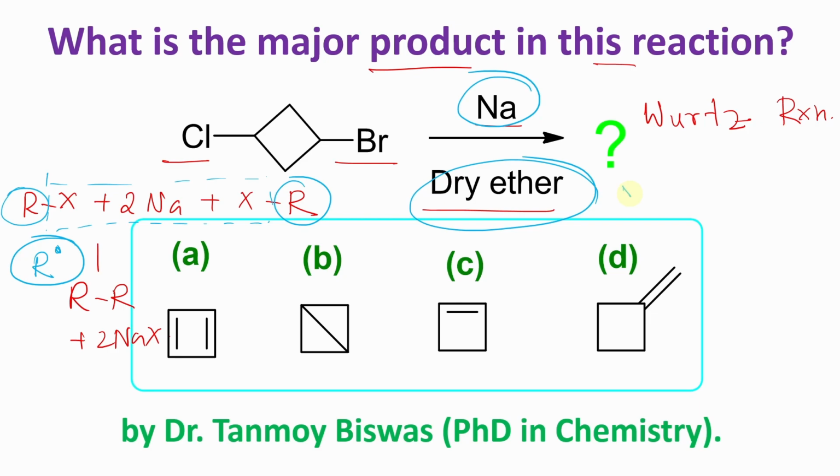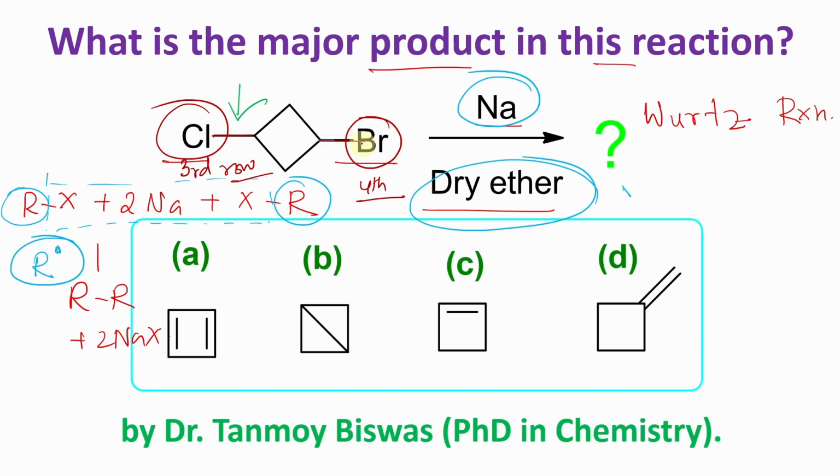Now if I ask you a simple question, between the C-Br versus C-Cl bond, which one is stronger? Obviously the C-Cl bond is stronger than the C-Br bond. What is the reason? Bromine belongs to the fourth row, carbon is a second row element, and chlorine is third row. So the orbital overlap responsible for this covalent bond formation is better in the case of carbon-chlorine compared to carbon-bromine.